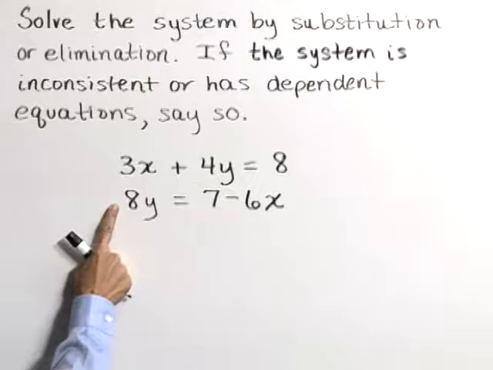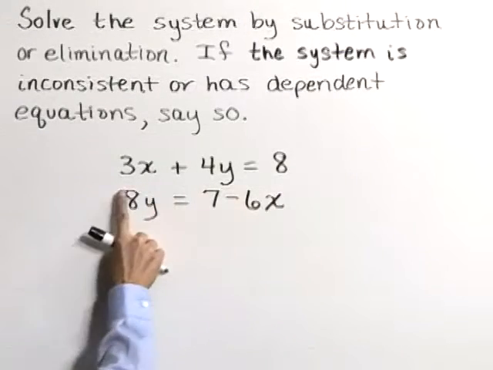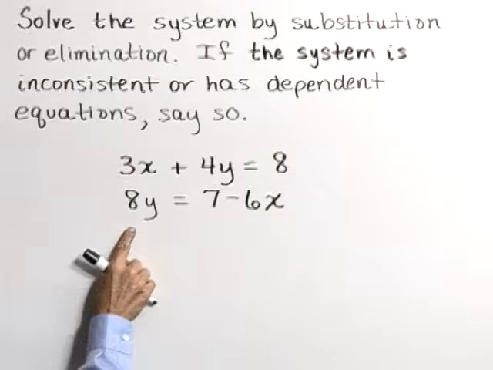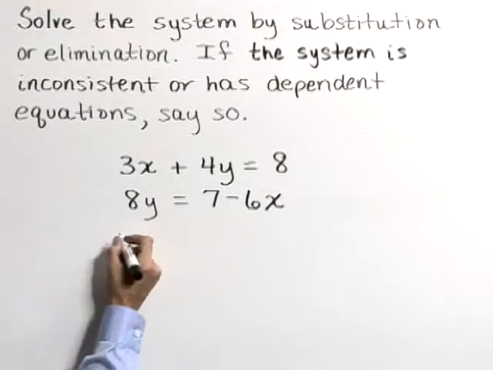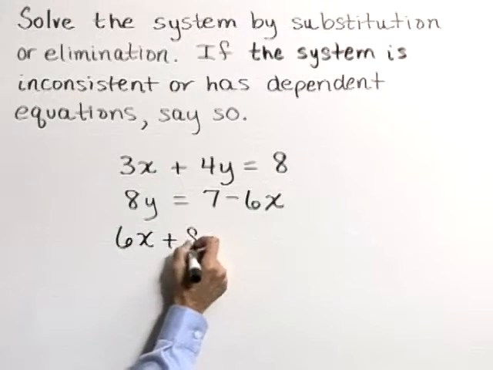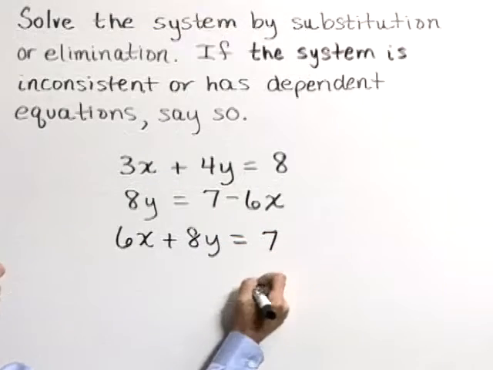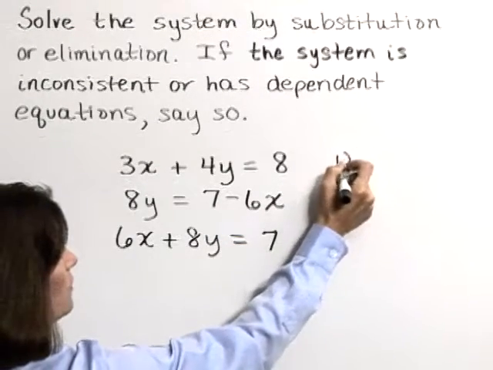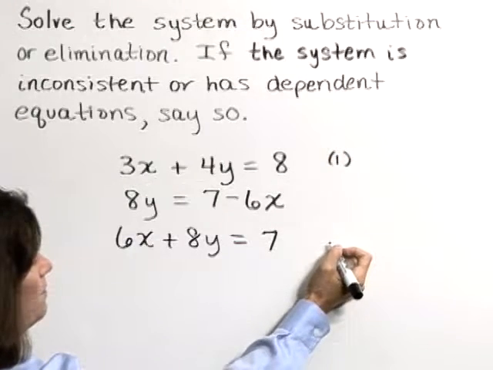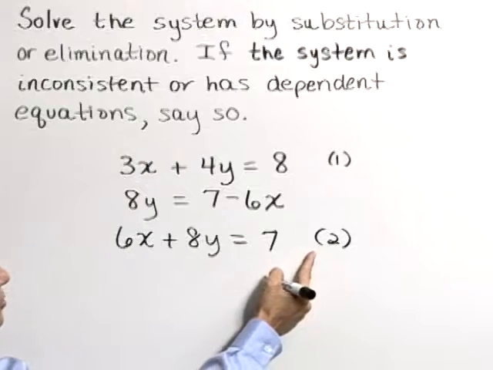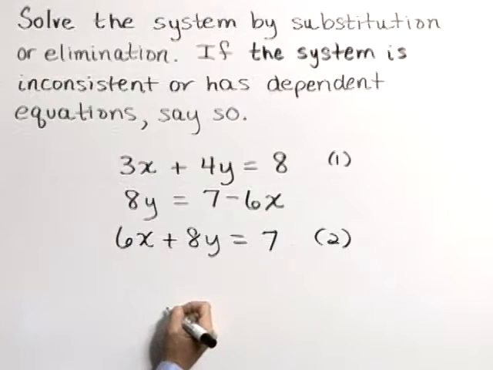I think I'm going to start by rearranging the second equation, putting it in standard form by adding 6x to both sides. So let's rewrite it as 6x plus 8y is equal to 7. I'm going to identify our equations, this first one as number 1, and this third one, let's call it equation number 2. I like the form of this.